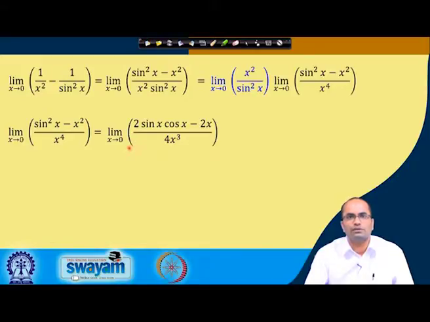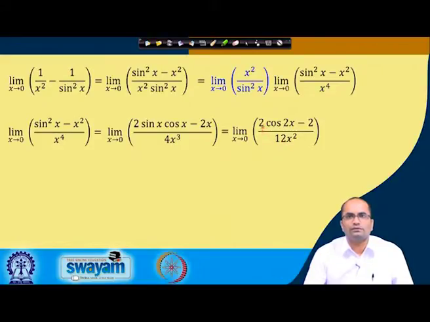So, again here we have 2 sin x cos x is sin 2 x, minus 2 x, divided by 4 x cube. So, sin 2 x goes to 0 minus this x goes to 0. So, we again end up with 0 by 0 form, which we have to differentiate again. So, here we have the sin 2 x, which will become 2 cos 2 x, and minus the derivative of this 2 x will be just 2, and the 4 x cube, which will become the 12 x square.